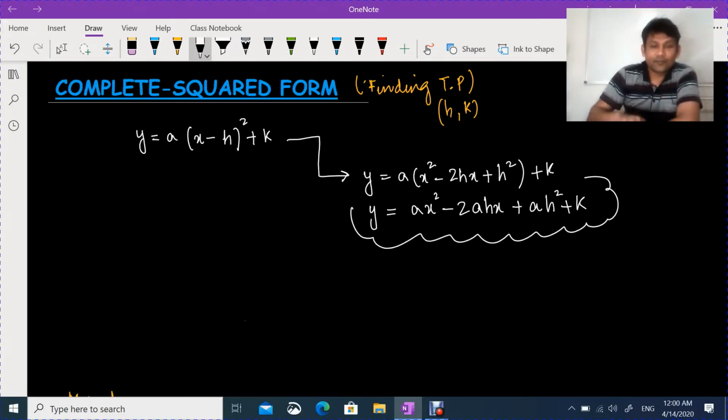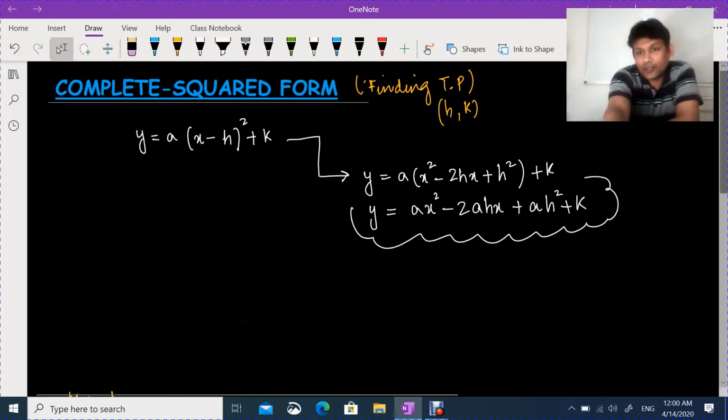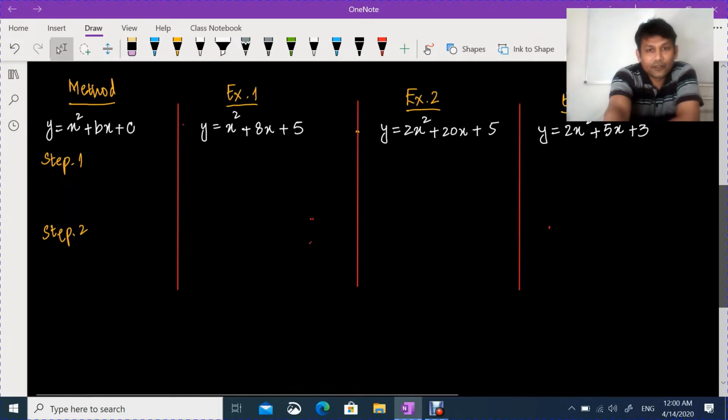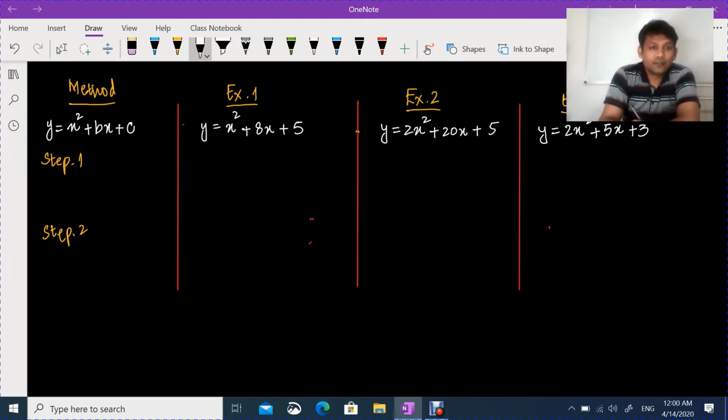I have some examples for you. I already have three equations. One is the method. This is the general form. I want to make this example a complete square form, and also the second, and I want to make this third equation a complete square form. But before that, I want to write a method in terms of a, b and c.